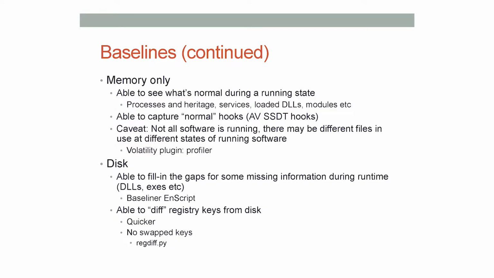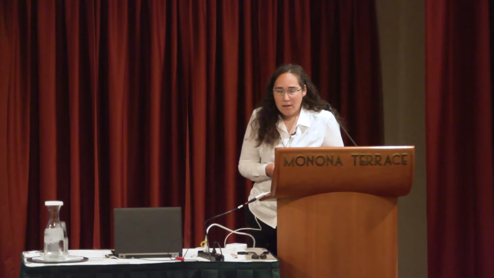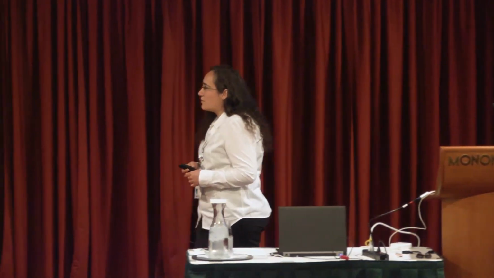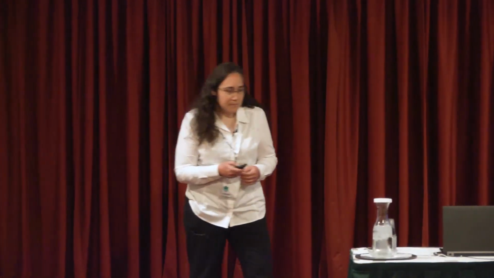How we're able to build these baselines is by using the Profiler plugin. For disk, there's a baseliner InScript. How many people use EnCase? Okay, so there are a few. But you can use this baseliner EnScript that I wrote, which will create a nice little profile of the files that are on disk. There's also a regdiff Python file that I wrote that will allow you to look at the registry keys.